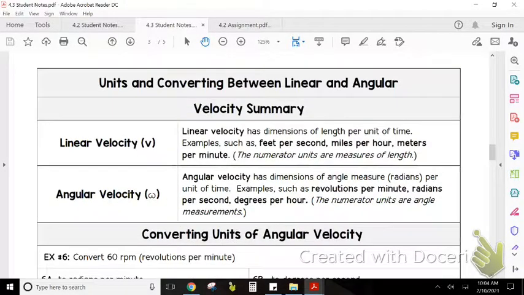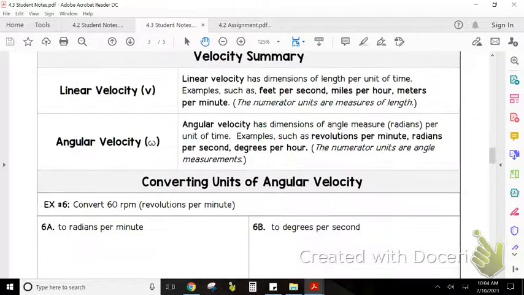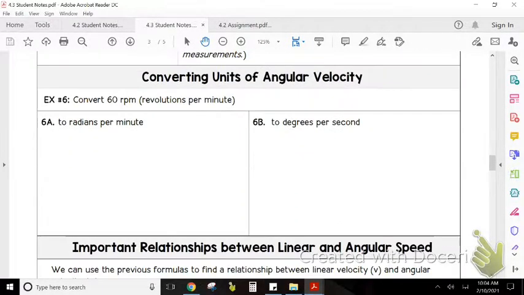All right, so units and converting between linear and angular velocity. It says linear velocity has dimensions of length per unit of time. So it's going to be like feet per second, miles per hour. It's going to be a distance per time, okay? Angular velocity has dimensions of angle measure or radians per unit of time. So it's going to be revolutions per minute, radians per second, degrees per hour. It's going to be an angle measurement per time. So now let's convert units of angular velocity.